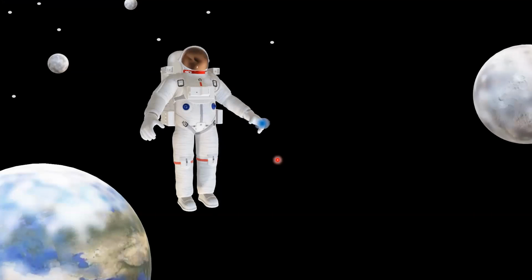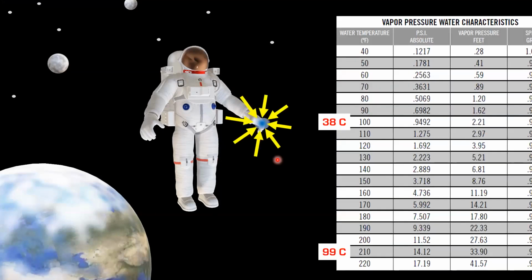And this is where this vapor chart comes into play. If I've got liquid out in outer space, how much pressure do I need to keep on that liquid in order to keep it from vaporizing? Well, let's say it's 38 degrees Celsius or 100 degrees C in this particular application. I would need to keep at least 0.949, or let's call it 1 PSI on that liquid in order to ensure that that liquid does not vaporize. If I put anything less than 0.949 PSI on this water, it will vaporize.